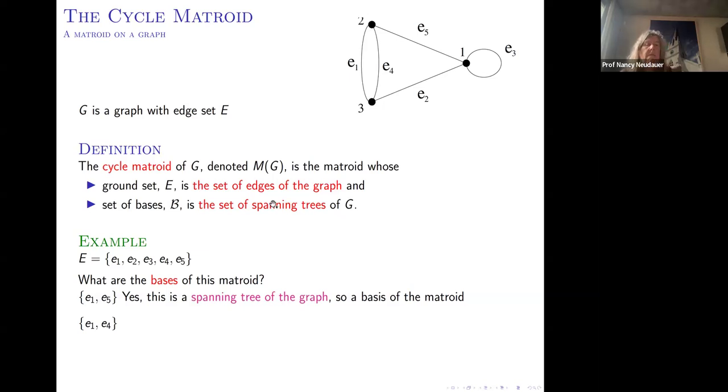What about E1, E4? See, if this were my class, I would have a little poll set up where we could all vote, and everyone would have to click yes or no. And we say there's really a problem here. This is not a spanning tree. And I have right in the chat, not a basis.